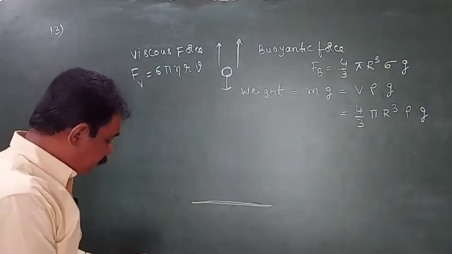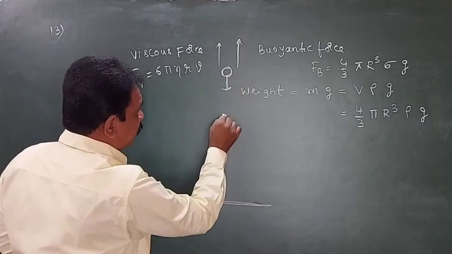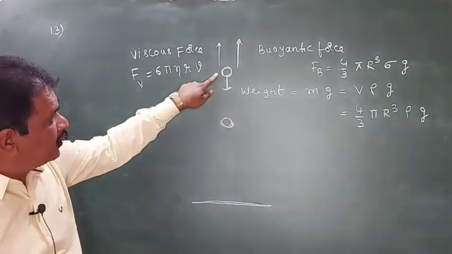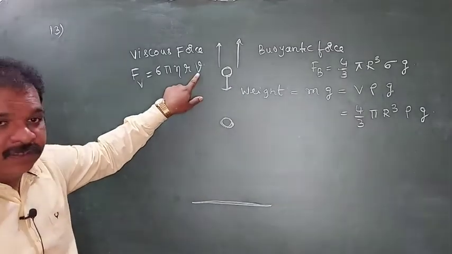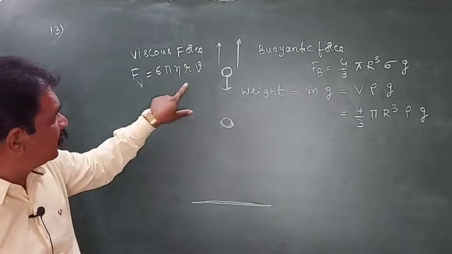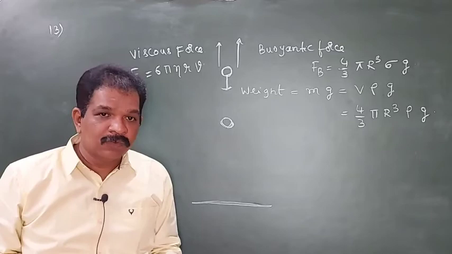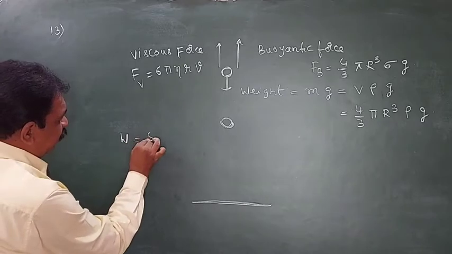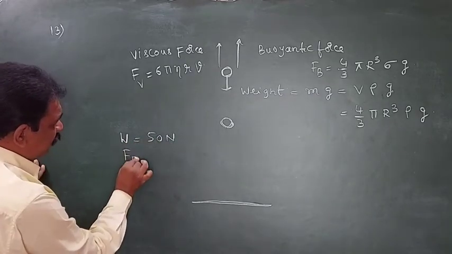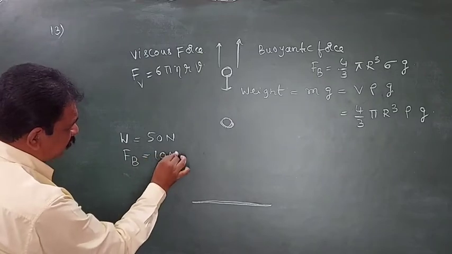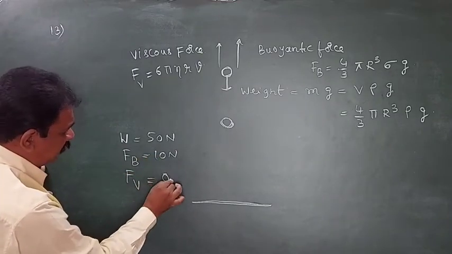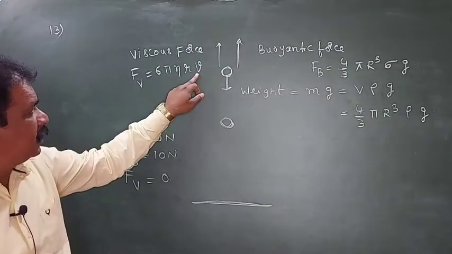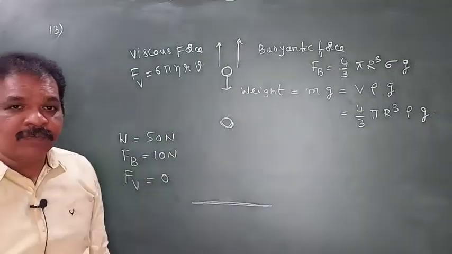When the drop is falling down, somewhere in the motion, at some position, its velocity will increase. So this viscous force magnitude will also increase. Point is clear? Initially, weight, let it be 15 Newton. Buoyant force, let it be 10 Newton. Viscous force, initially it is 0 because it is freely falling. There is no velocity, velocity will be 0, so viscous force will be 0.